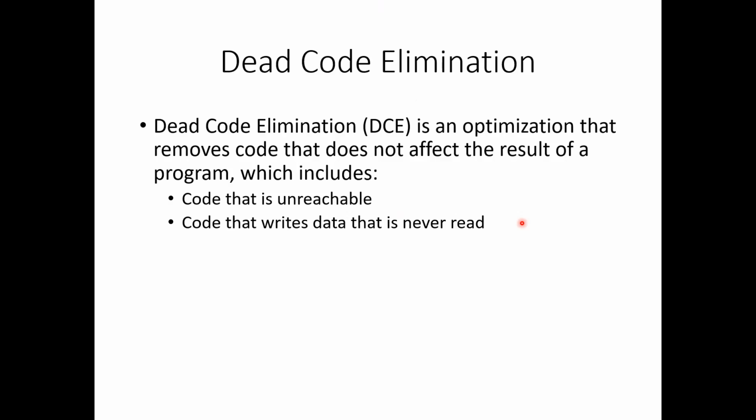Okay? Now, what's the advantage of removing dead code? For the code that writes data that is never used, we save time, right? We get rid of that code, so we never execute it, we save time. But for code that is unreachable, we're never going to execute that, so what's the advantage of removing it?